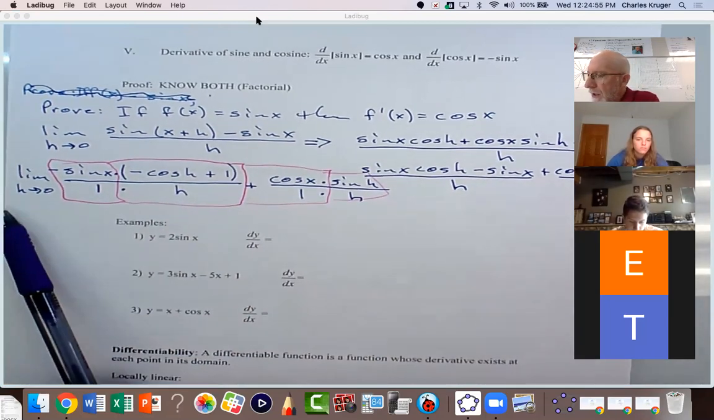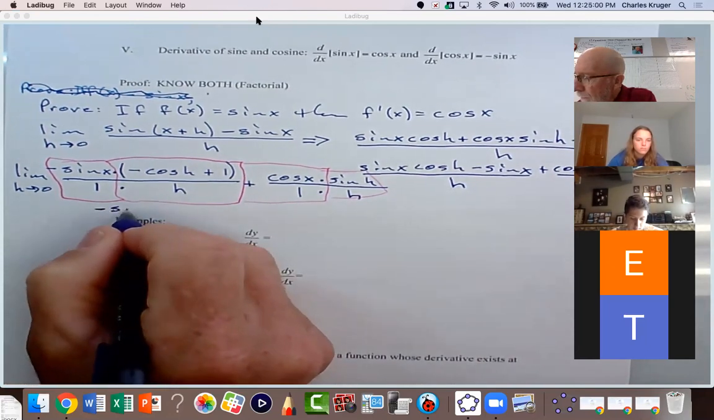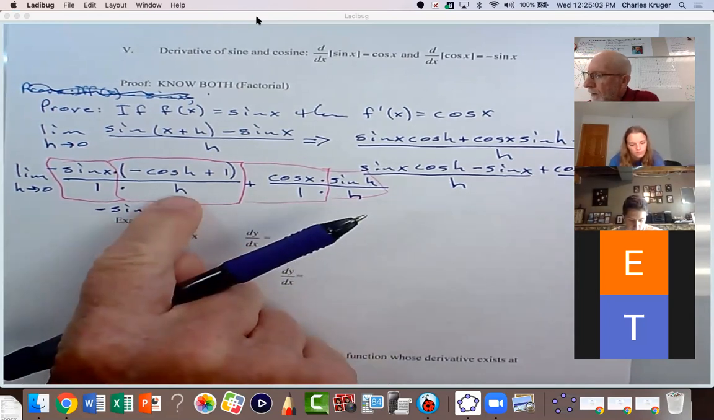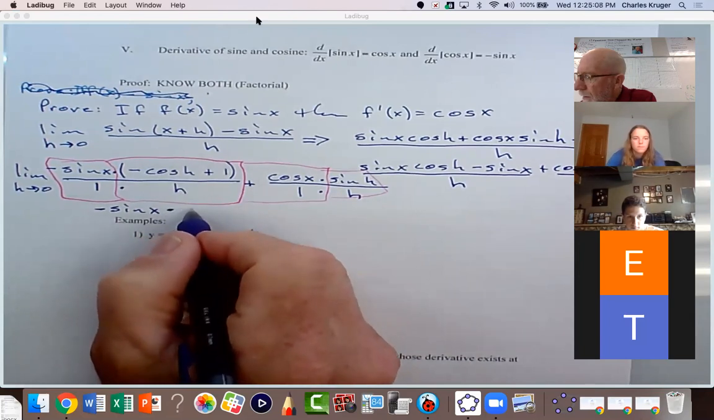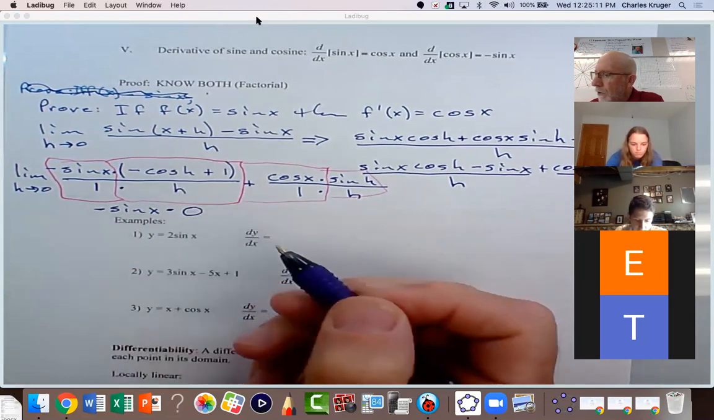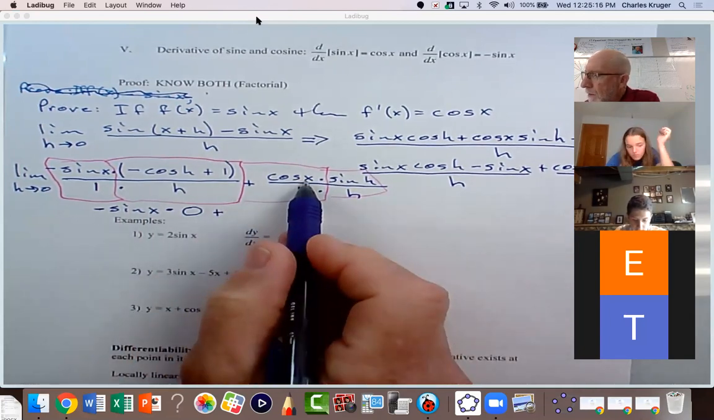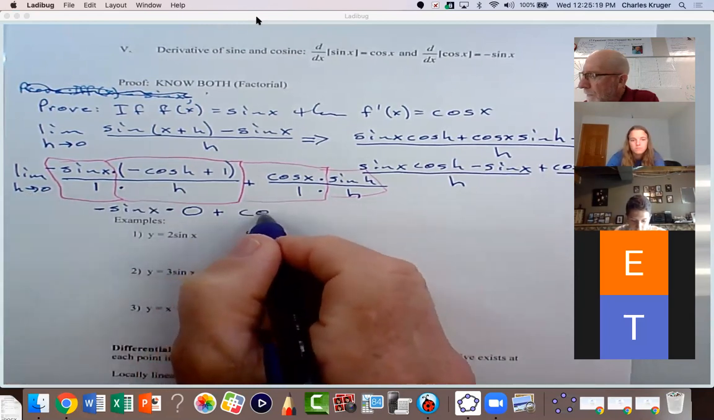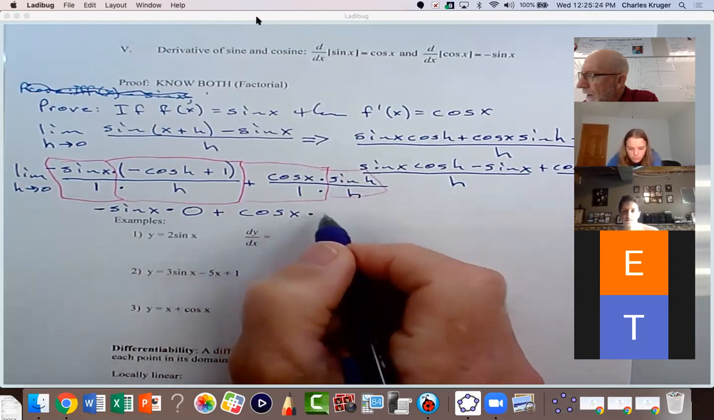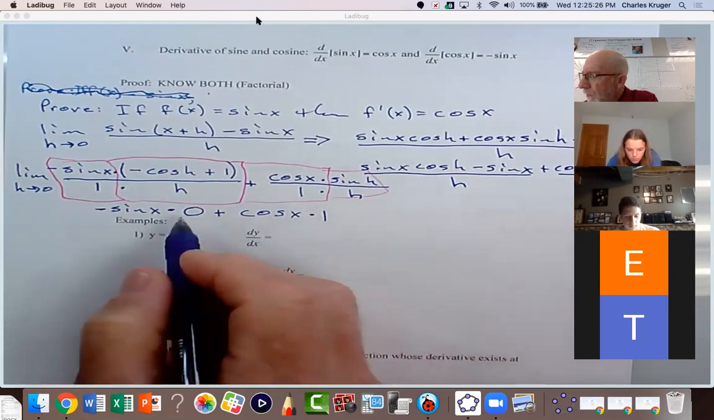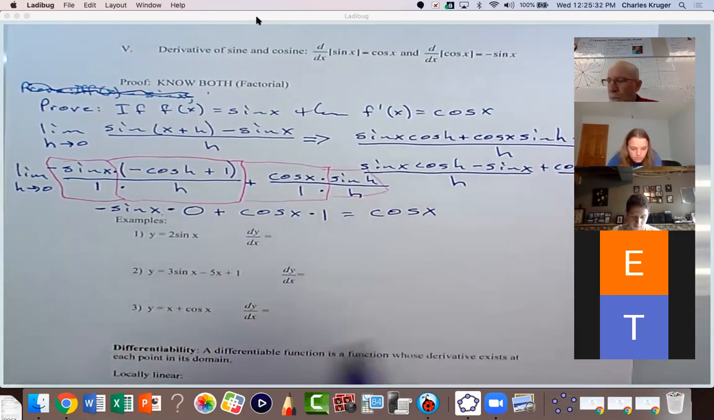Well, h is changing and does not affect x. So I'm going to get the minus sine of x. This, however, is in terms of h, and that's one of those special trig identities, and I think I talked about it yesterday. It is zero. It's the destroyer of all numbers. Plus, this isn't going to be affected by h, so it remains. And this is another one of those trig limits, and it's going to be one. So I'm going to end up with zero plus cosine of x, which is the cosine of x, and that's the end of my proof.